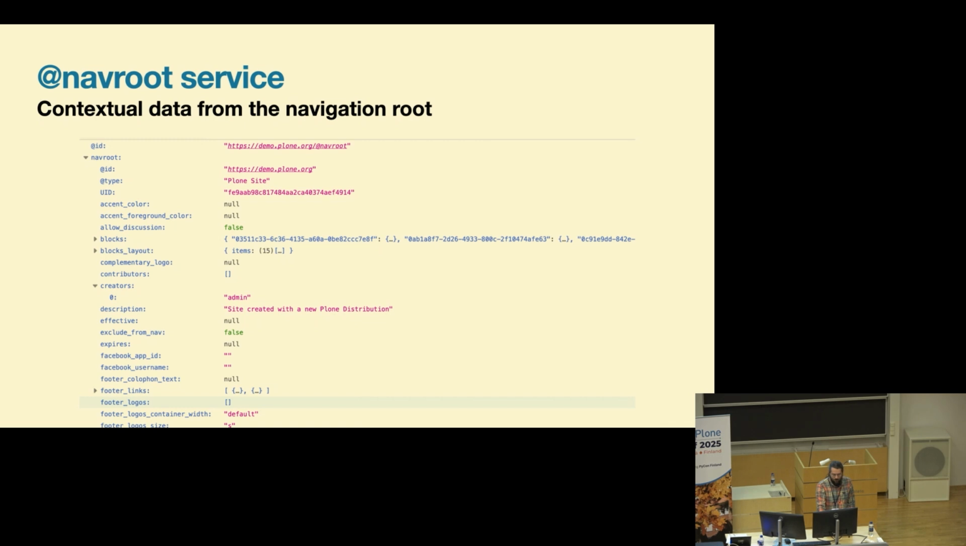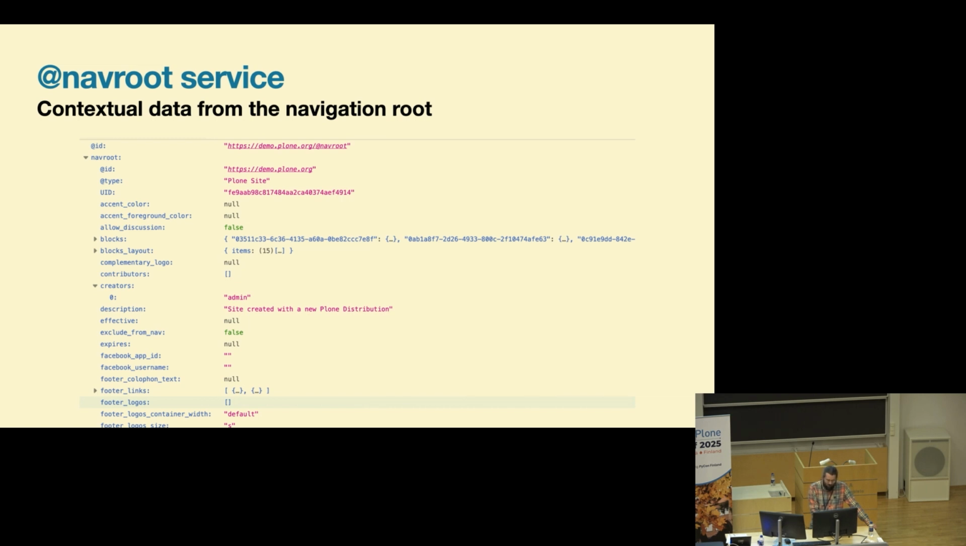We added a nav route service. The navigation route is a feature that Plone has for creating site sections that have their different navigation. And we wanted to make an easy way to get the settings that are configured on the navigation route so that if you have different things that you want to show in the header or footer, you can add behaviors there and then look up the nav route in any context for the site.